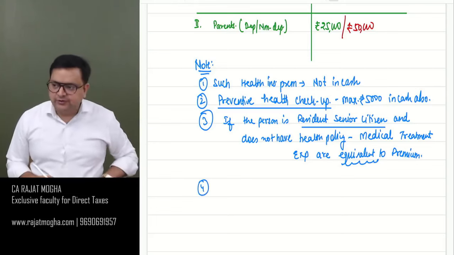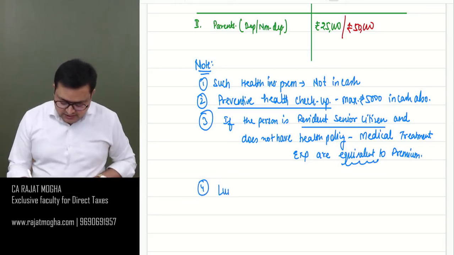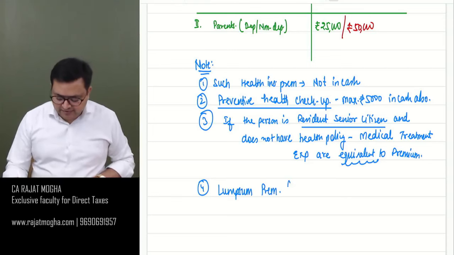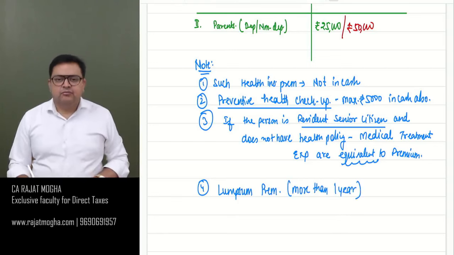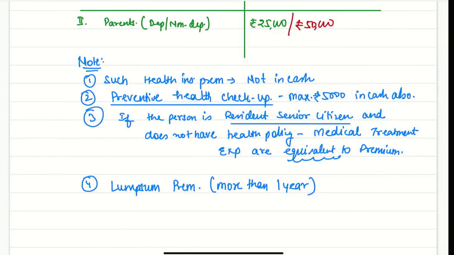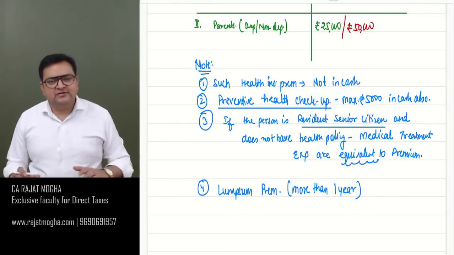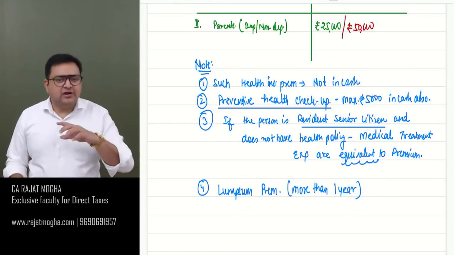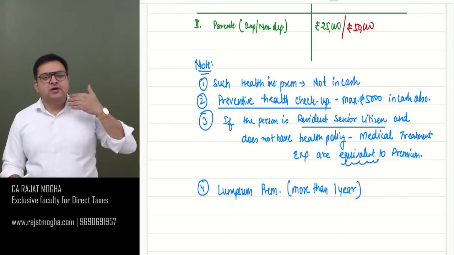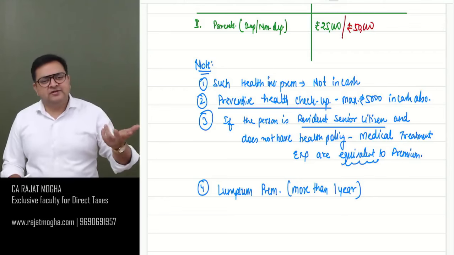Fourth very important note, lump sum premium. Lump sum premium means more than 1 year, more than 1 year premium. See, if you ask me, more than 90% of the policies are just for 1 year. It is not life insurance. Only life insurance is for a very long time. Other insurance are just for 1 year.